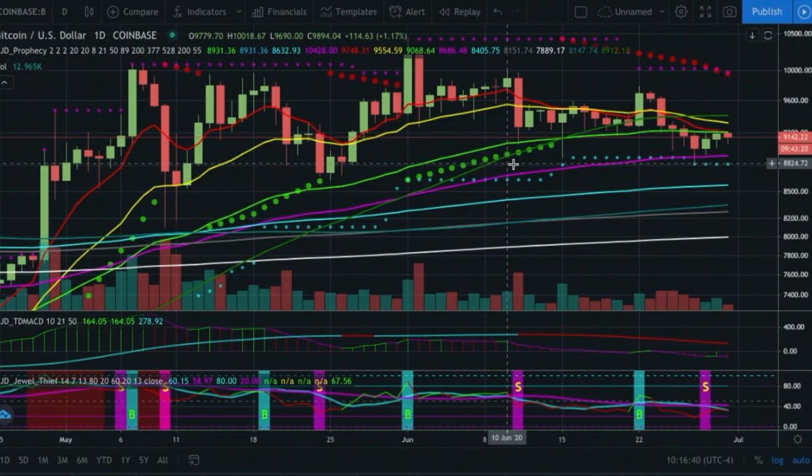It's important now more than ever to protect your capital and be careful with your investments and trades, and look for multiple levels of confluence: indicators, oscillators, support, resistance.